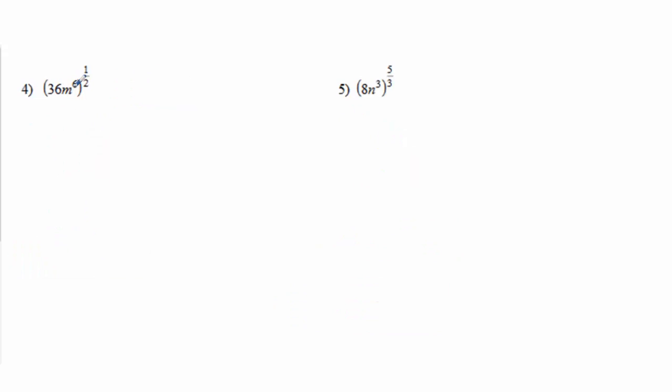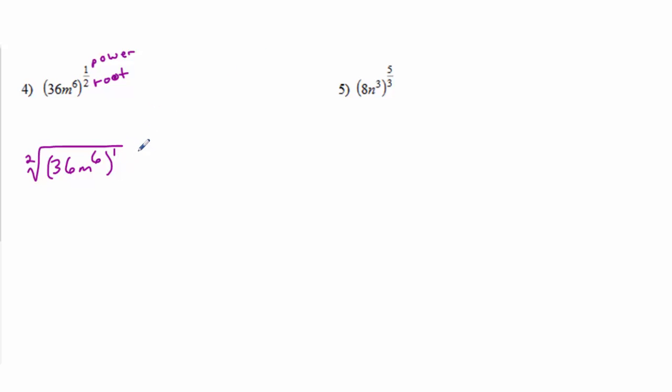Okay, 36m to the 6th to the 1/2 power. There's more than one way to do this. If you ask me, the easiest way is to switch this to a radical right away. The top is the power, the bottom is the root. So we're talking about the square root, since it's a 2, of 36m to the 6th, which is to the first power. The 2 on bottom tells us it's a square root, which we don't normally put the 2 there. The power is 1, and so we put 36m to the 6th to the first power.